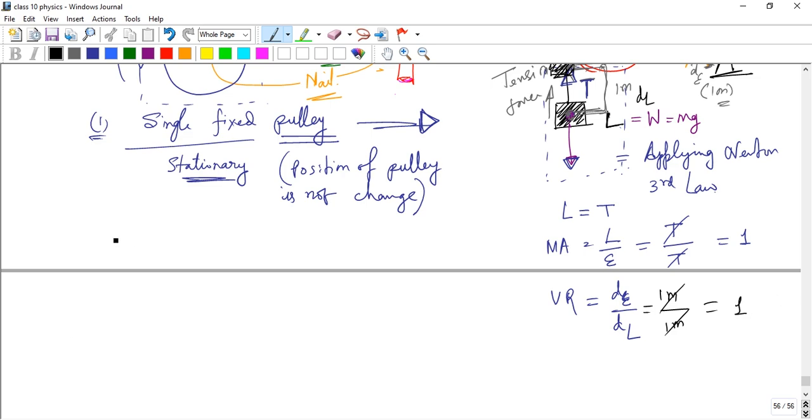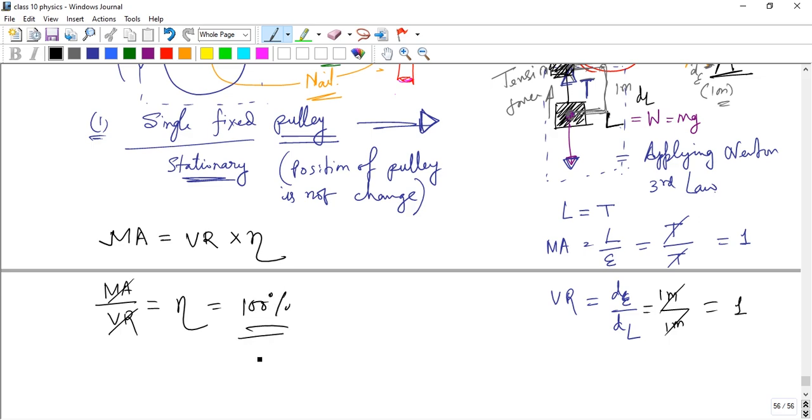So you know from the relation that mechanical advantage is equal to velocity ratio times efficiency. So here the mechanical advantage by velocity ratio gives eta, and both are the same here, so eta is equal to 100%. So if eta is 100% and the mechanical advantage is 1, we get some conclusion here.